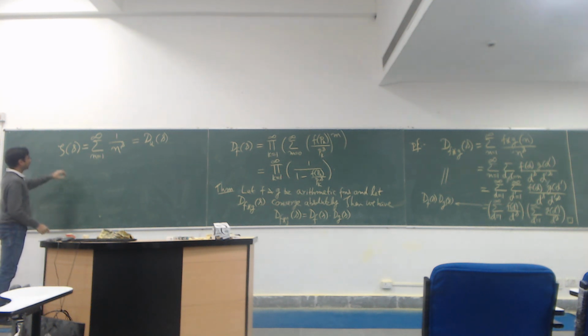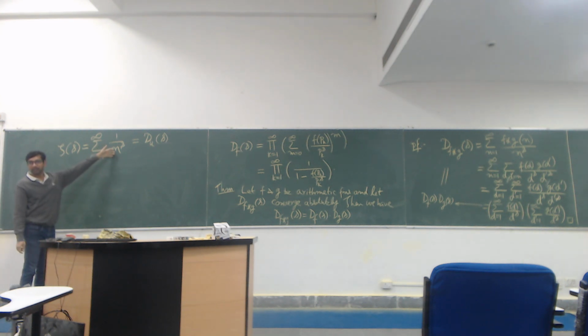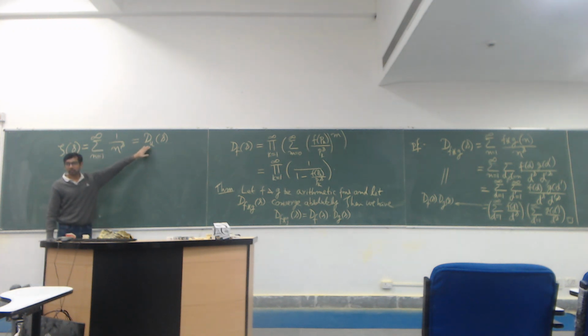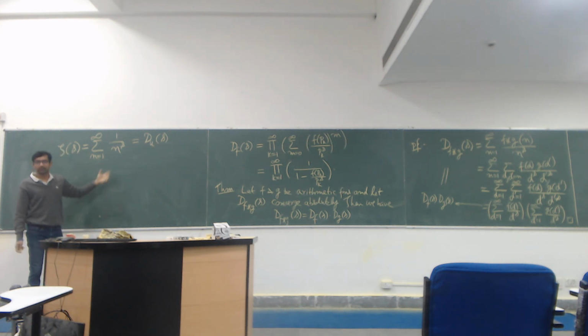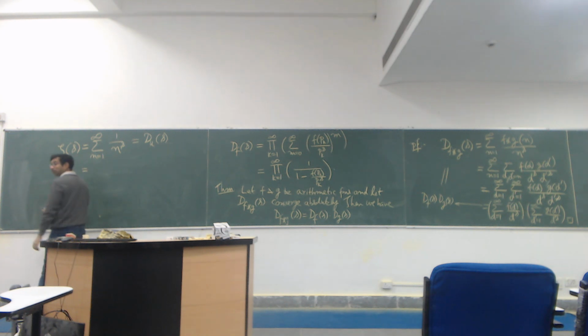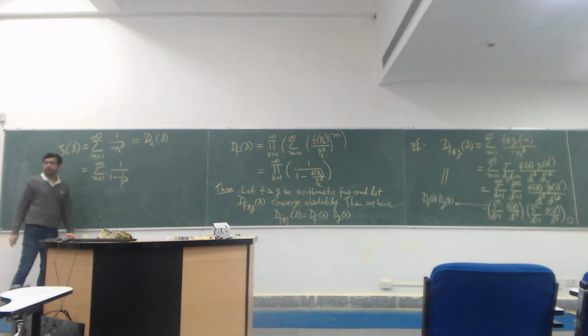At first, this is a multiplicative function, right? So we have the Euler decomposition. Since you know that for an arithmetic function you have the Euler decomposition of the Dirichlet series, you can write this as a product for a completely multiplicative function, so you can write this as the product of 1 by 1 minus 1 by p to the s.